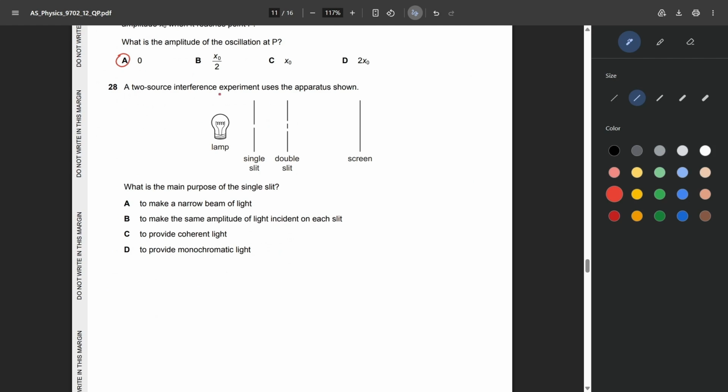A two-source interference experiment uses the apparatus shown. What is the main purpose of this single slit? Okay. The single slit is used to provide a coherent source of light. Answer is C.